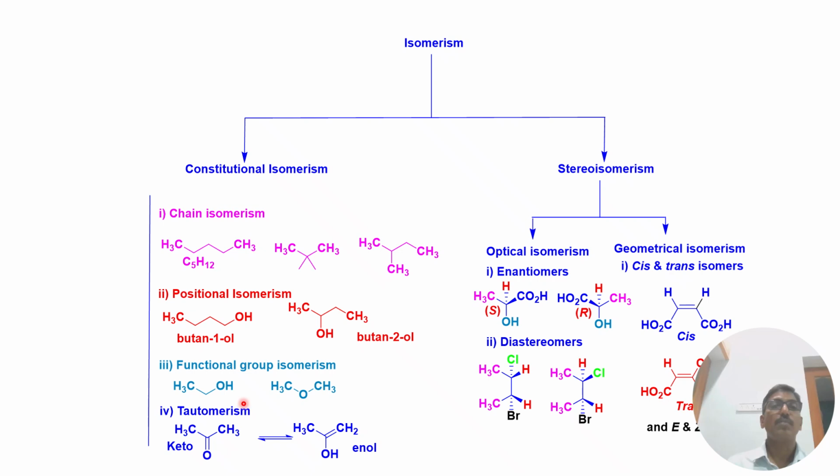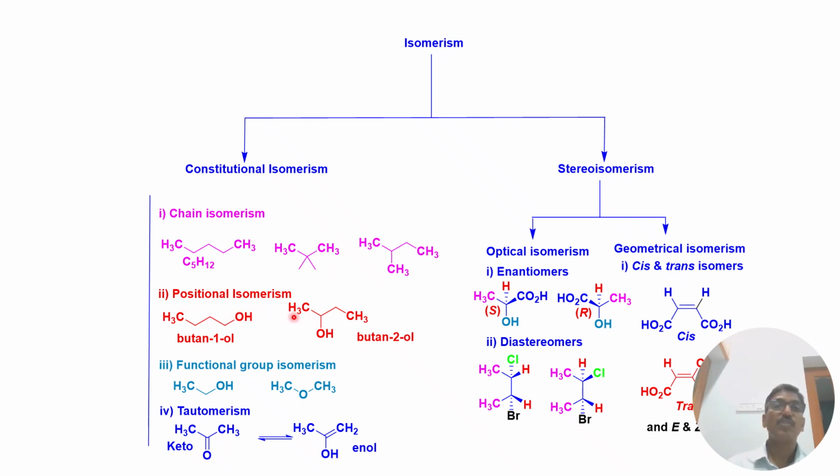Let's see them one by one with examples. When it comes to chain isomerism, the molecular formula of these three isomers remains the same: C5H12. Pentane is C5H12, dimethyl substituted propane is C5H12, and single methyl substituted butane is also the same. They have different structures and different physical and chemical properties. These are called chain isomerism.